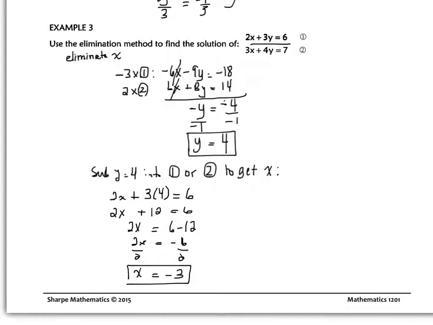So we have a solution of x is negative 3 and y is 4. If we go back and check, 2 times negative 3 is negative 6, plus 3 times 4 is 12, so negative 6 plus 12 is 6, so it works in the first equation. And then we check it in the second equation. 3 times negative 3 is negative 9, plus 4 times 4 is 16, so negative 9 plus 16 is 7, so it works in the second equation. So our solution is correct.